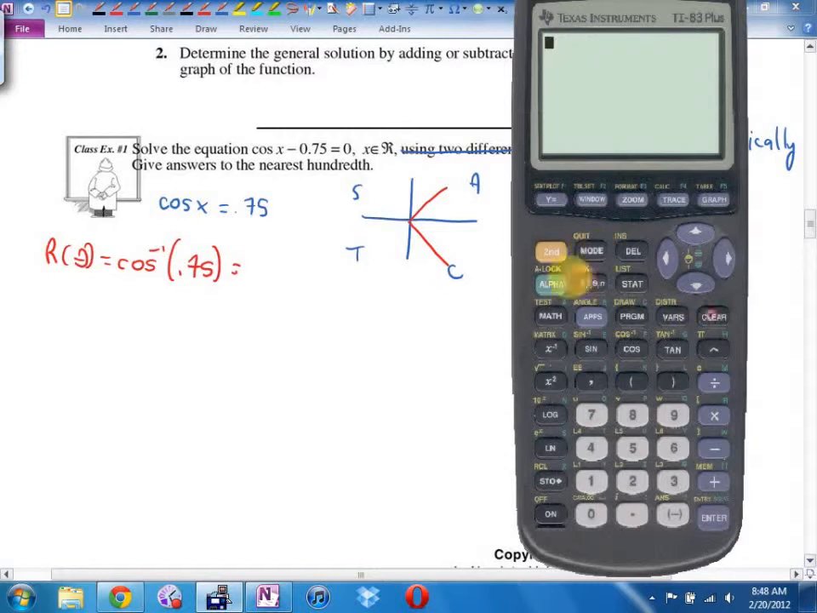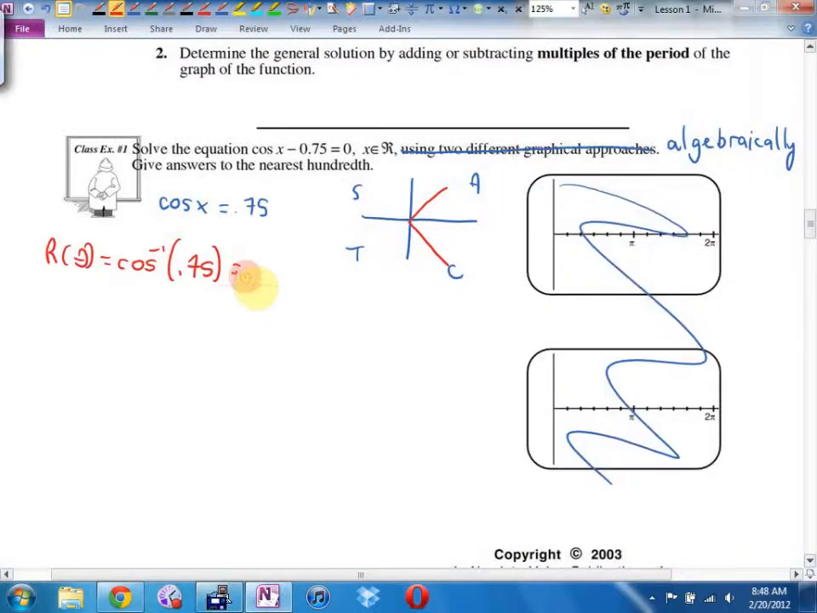So did I go radians? I did. Second function cosine of 0.75. How many decimal places did they want me to go to here? I'll go to 3 in my reference angle, and then I'll round, because I don't want to round off and then round off even more and get error. So I'll go 0.723 as my reference angle. Which means that this angle right here is 0.723, and this angle right here is 0.723.